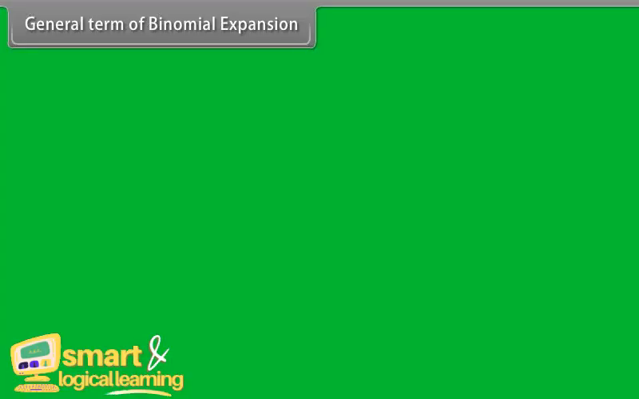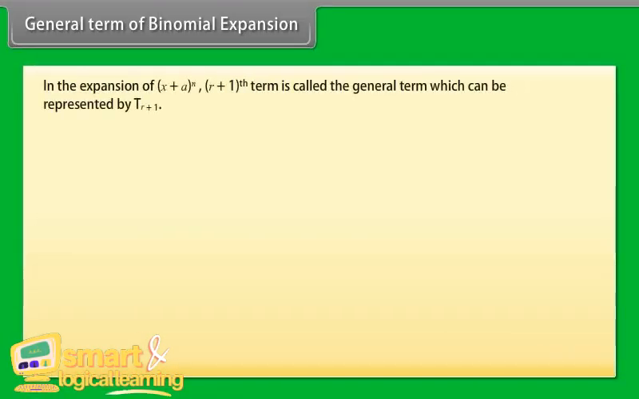General term of binomial expansion. In the expansion of (x + a)^n, the (r+1)th term is called the general term, which can be represented by T(r+1). T(r+1) is equal to nCr times x raised to power n minus r times a raised to power r, which is nCr times the first term raised to power n minus r times the second term raised to power r.